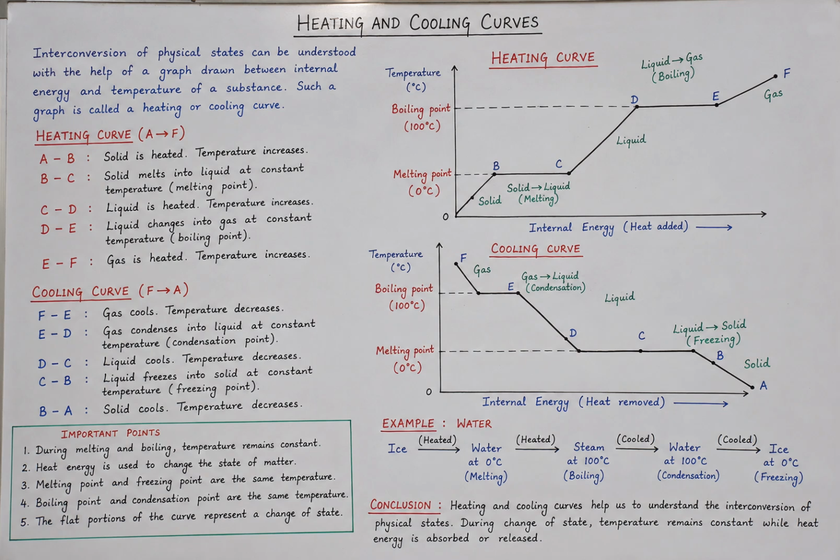At point A, the temperature is 0 and the substance is in a solid state. Then the temperature rises from A to B. At point B, the solid starts melting. B to C. Point B is called the melting point of that solid because the solid starts melting at a constant temperature. You can see there is no change in temperature from B to C, C to D.